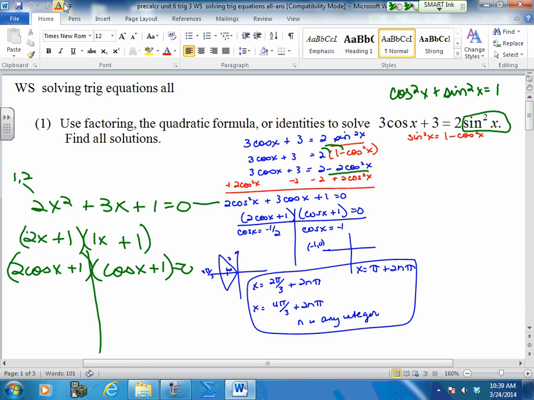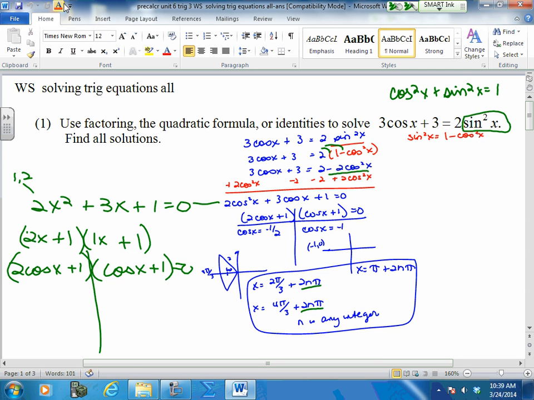Where is your cosine? You had to solve all solutions. You had to figure out first where your cosine was negative. It's where your x is negative. So you've got a reference angle of 60, there's your pi over 3. So this is 2 pi over 3. This is 4 pi over 3. And remember the 2n pi for all solutions.